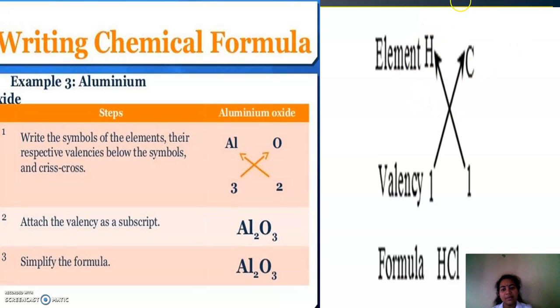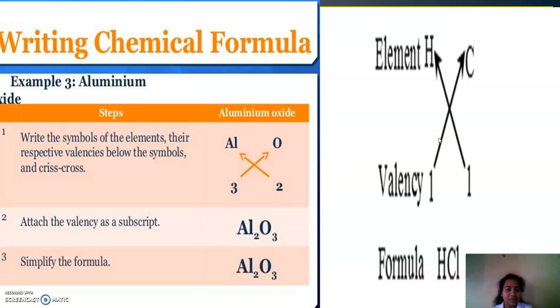So we write aluminium's valency 3 beside aluminium, and oxygen's valency 2 beside oxygen, and attach the valencies as subscripts. We said we have to crisscross the valencies: give the valency of oxygen to aluminium and give the valency of aluminium to oxygen. We shift or interchange the valencies, and we get the formula Al2O3. It is the chemical formula of aluminium oxide.